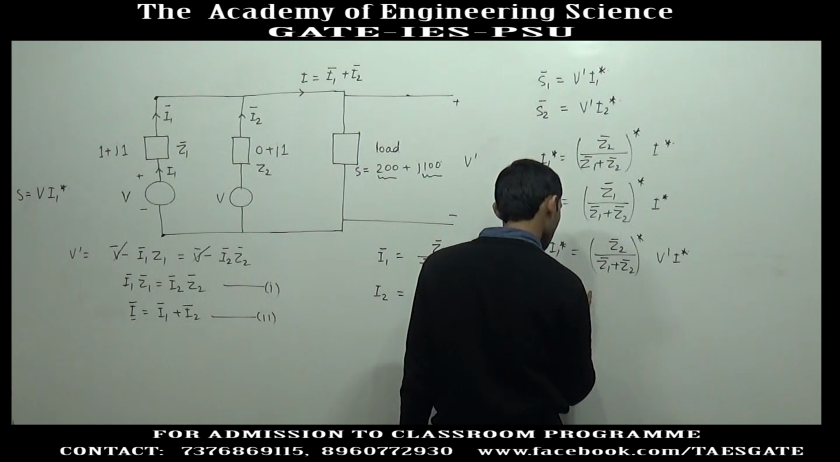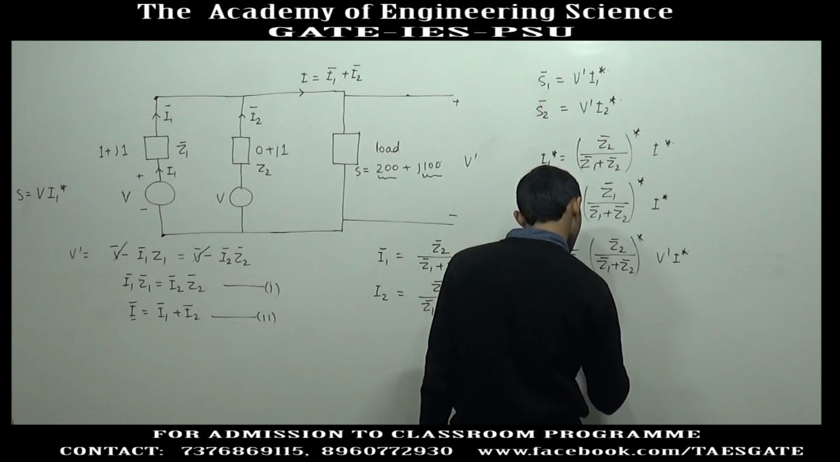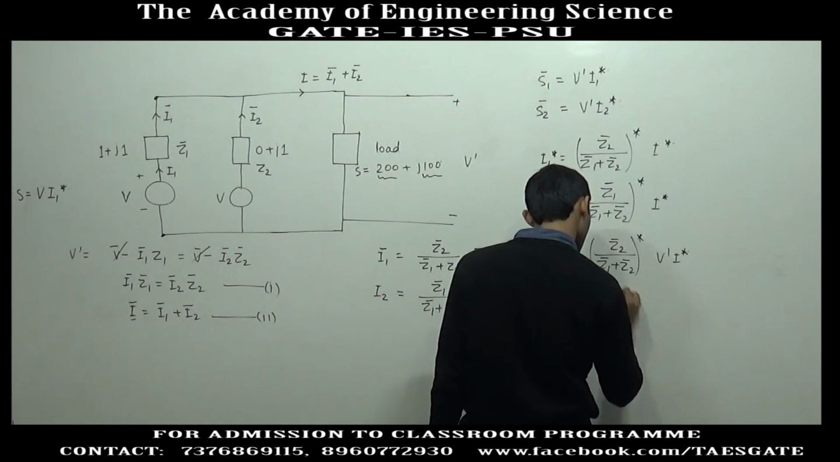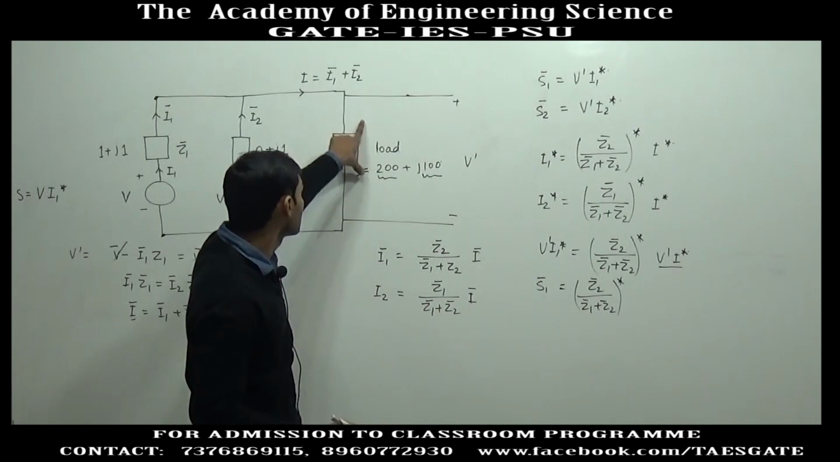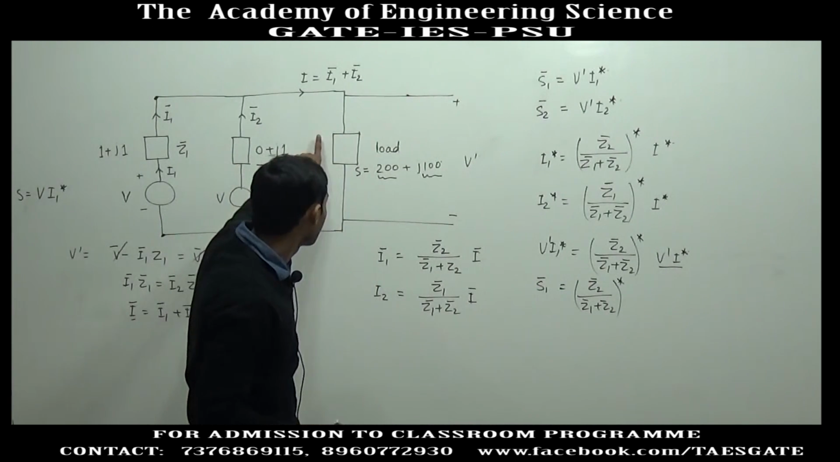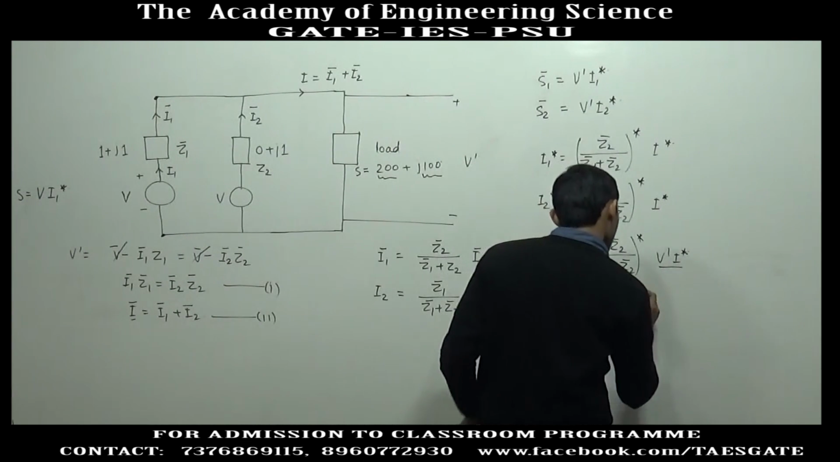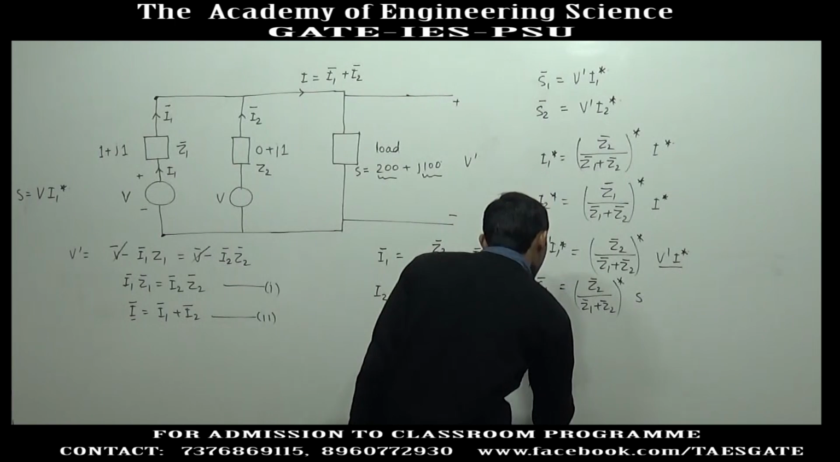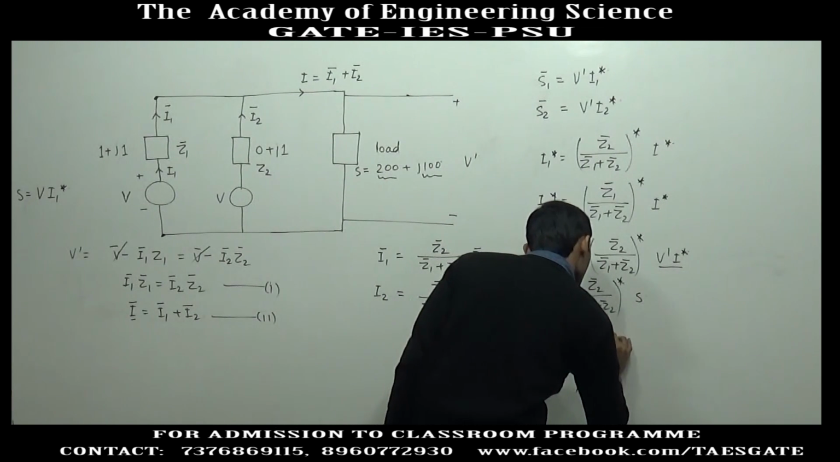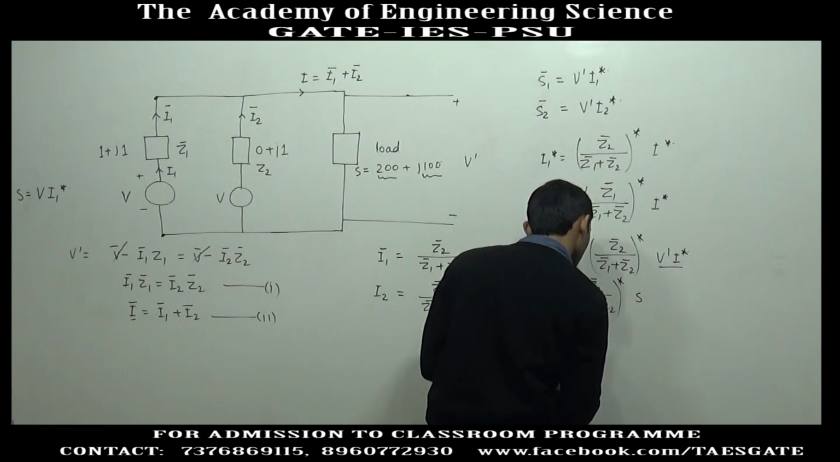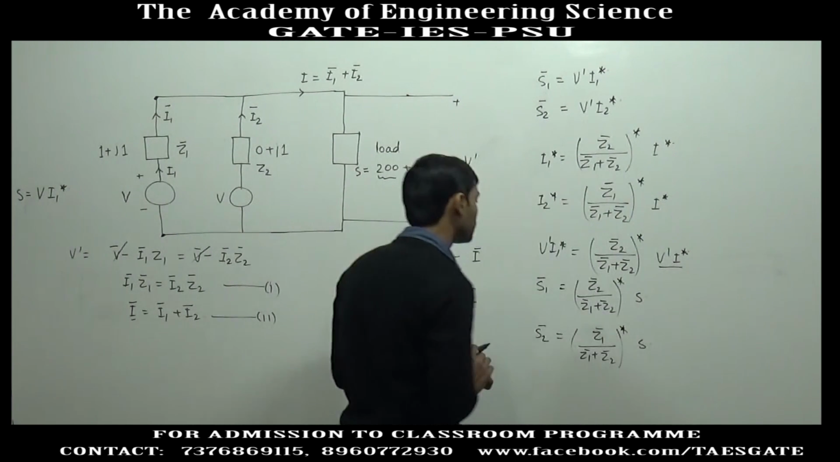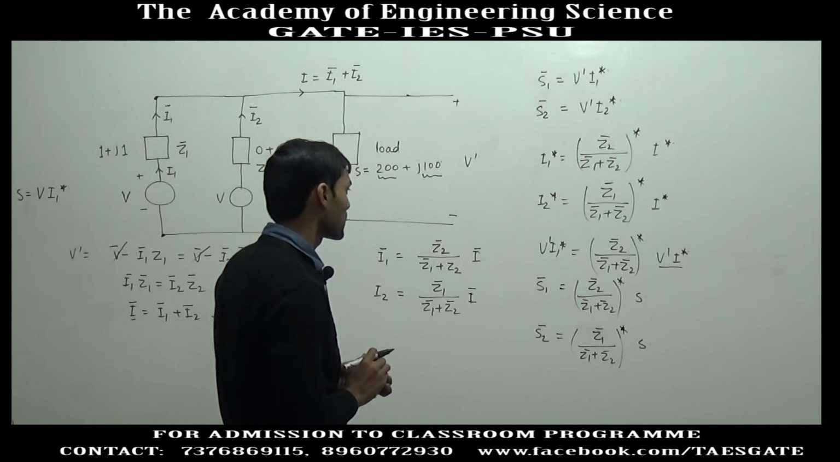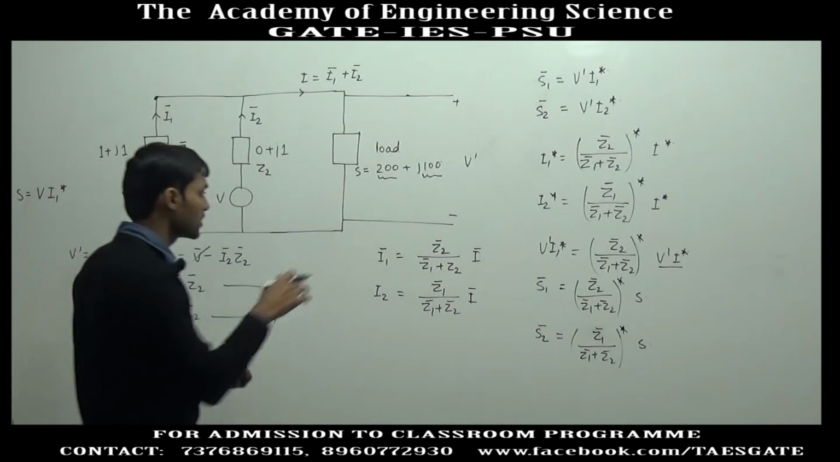So, S1 is equal to Z2 divided by Z1 plus Z2 star into V dash into I star, which is the total apparent power absorbed by the load. So, this is S. Similarly, S2 vector will be Z1 divided by Z1 plus Z2 star into S. So, this is the theory behind it.